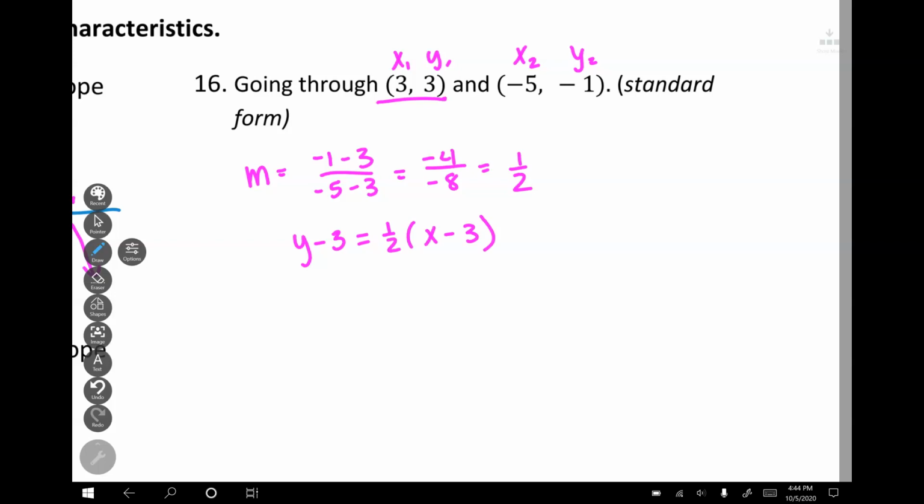Okay, now we want to change this to standard form, which remember is ax plus by equals c. So first I'll distribute the 1/2.